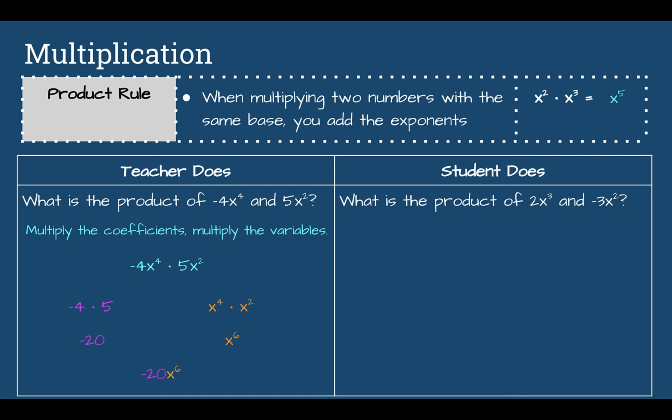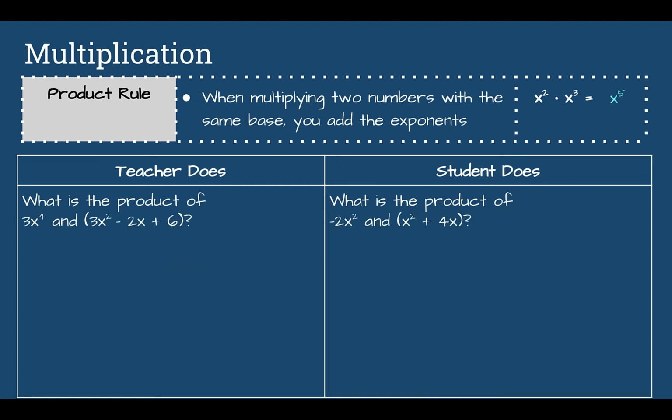Now it's your turn. Pause the video. Figure out what is the product of 2x to the third and negative 3x to the second. Let's check. You should have found that it was negative 6x to the fifth power. 2 times negative 3 is negative 6, and x to the third times x to the second is x to the fifth. In this next example, let's start adding more terms.